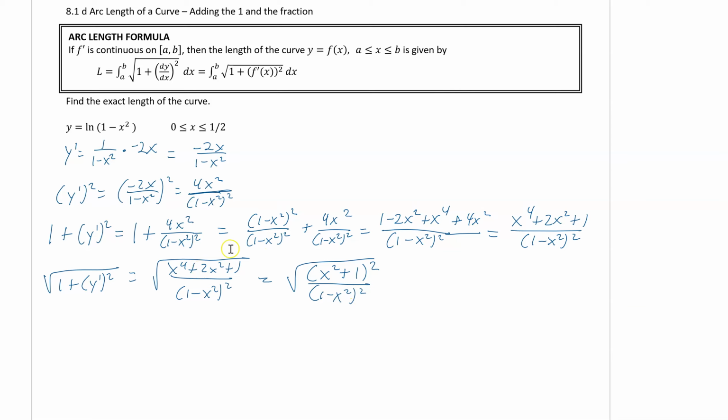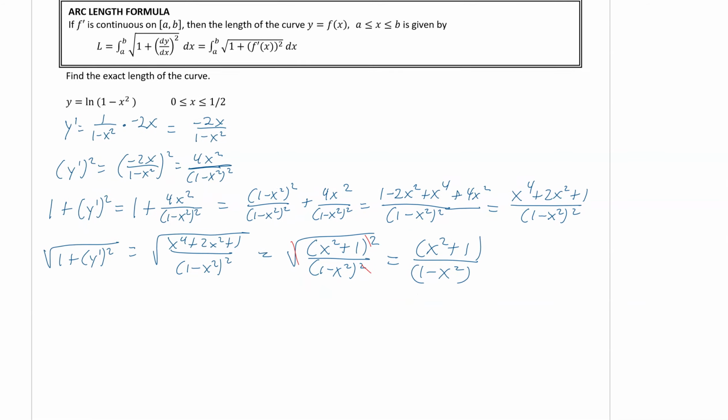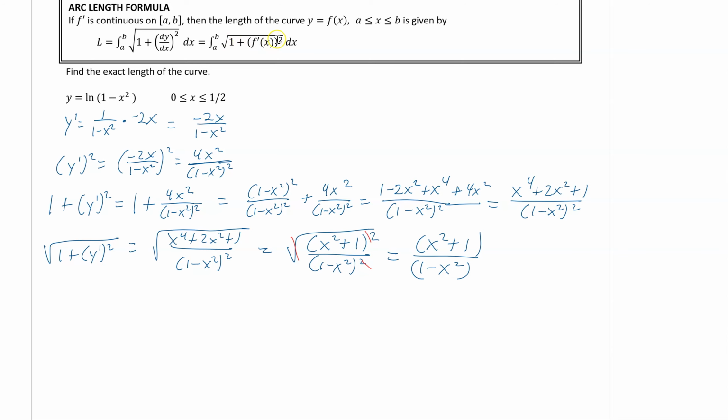All right, so x squared times x squared is x to the 4th. 1 times 1 is 1. And then for the middle term, we get x squared doubled. It checks perfectly. So now we can cancel the square root with the squares. And we get x squared plus 1 over 1 minus x squared. All right, so now we have the inside of our radical. And so we can go the integral from 0 to a half of x squared plus 1 over, I'm going to put it in descending because I know what's coming, like that.